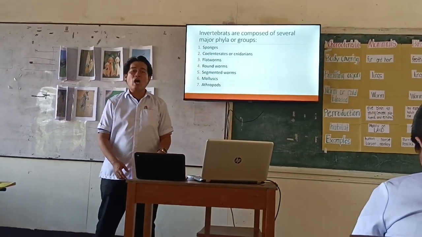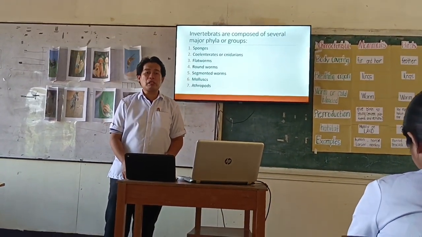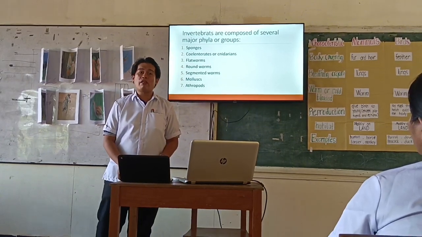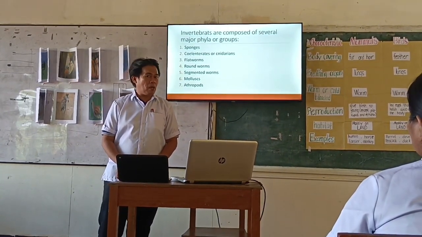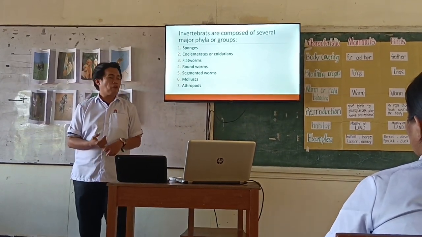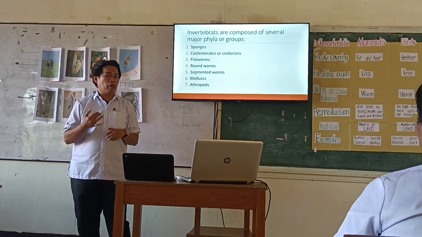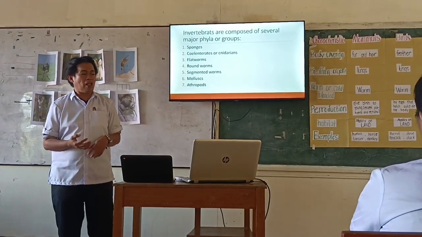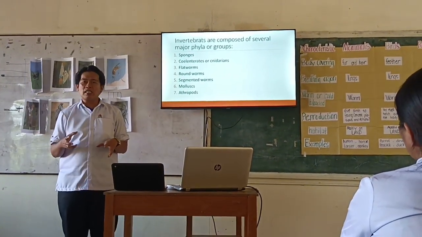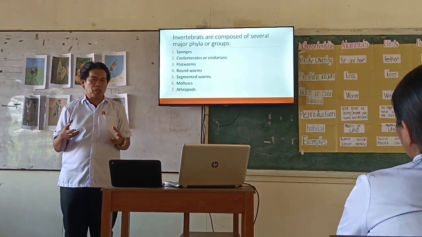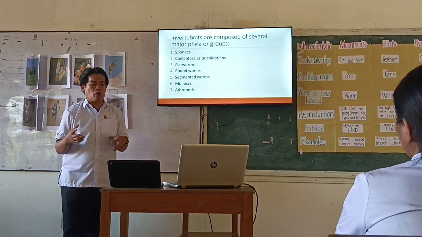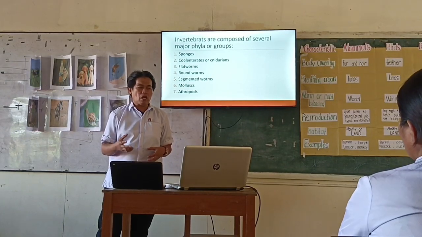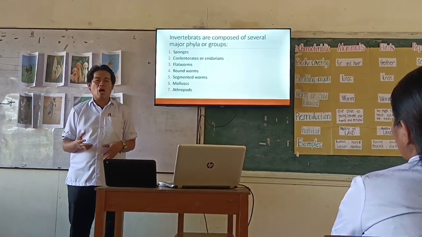Now, class, as what I have said, there are two classifications of animals. These are vertebrates and invertebrates. Vertebrates are animals with backbones or an endoskeleton, and invertebrates are animals without backbones or an endoskeleton. For vertebrates, there are five major groups: the mammals, birds, reptiles, amphibians, and fishes. And invertebrates are composed of seven major phyla or groups. Number one is the sponge. Number two, cnidarians. Then flatworms, roundworms, segmented worms, mollusca, and arthropods.